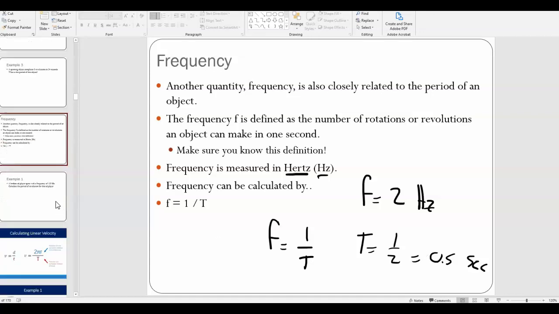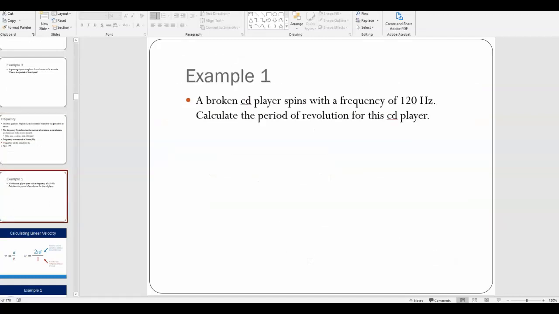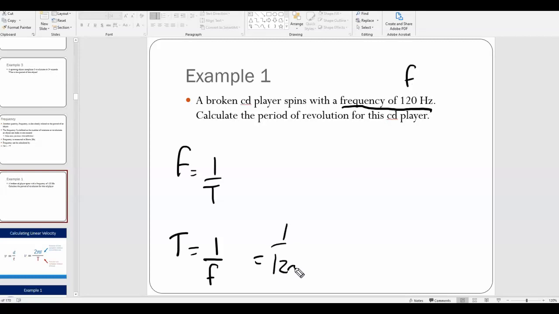Just to do a really basic example: a broken CD player spins with a frequency of 120 hertz. Calculate the period of revolution for the CD player. If frequency is 1 over the period, you can just rearrange this equation using algebra and find that period is also equal to 1 divided by frequency. Here we're given the frequency is 120 hertz, so that's just 1 over 120.